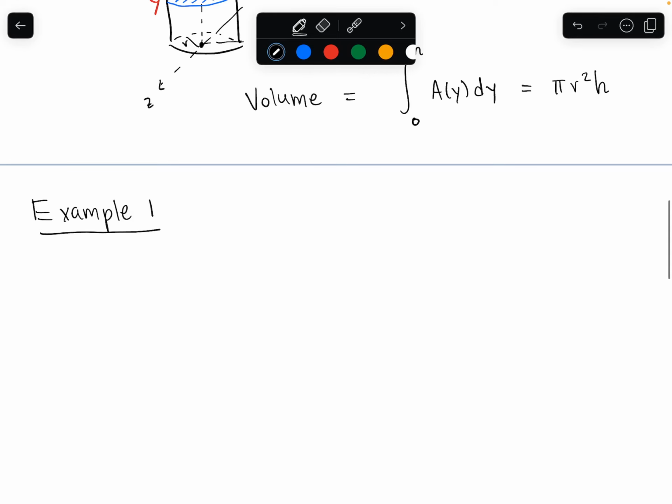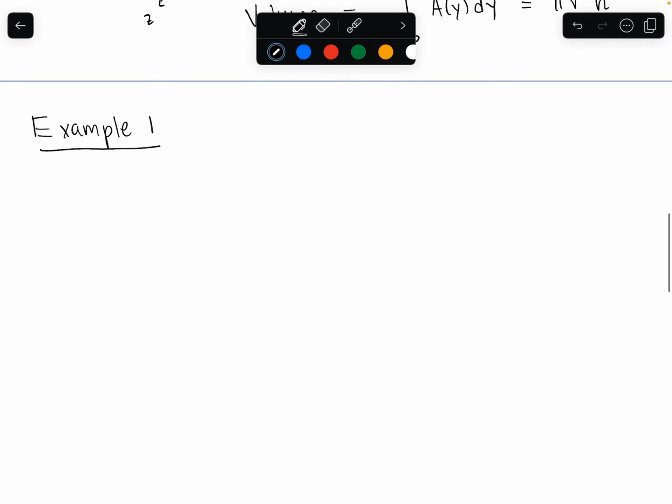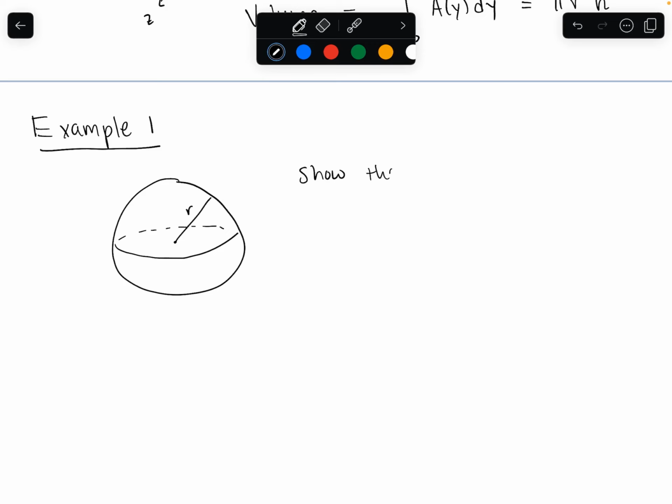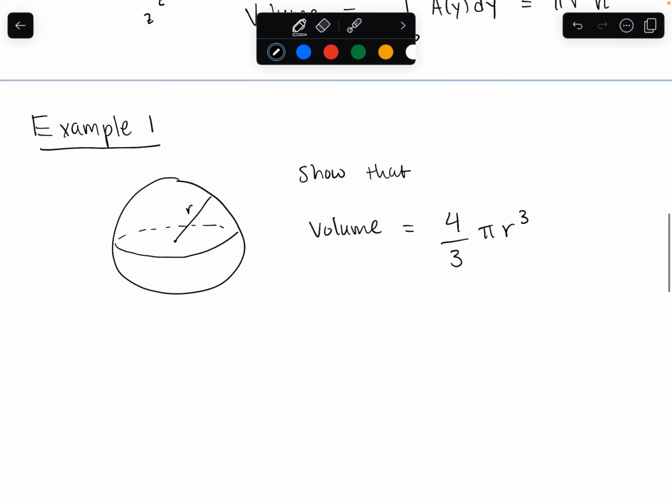Let's look at the following example. So now we have a sphere, or I should say a ball, a 3D ball of radius r. We want to show that the volume of this ball is 4/3 pi r cubed. So yeah, it's a formula we were taught in school. Now we're going to actually show it.